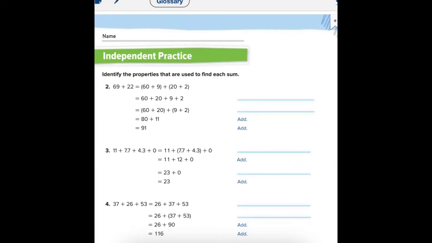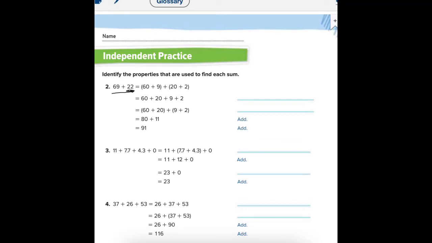All right, number 2. Now they did not write the properties we're supposed to use. We kind of need to look and be a detective and see what they used. Okay, now right here we have 69 plus 22. And I see some parentheses, but it's not the associative property that they did first. What they did is they broke up 69 into a 10 and a 9. And then they broke up 22 into a 20 and a 2.